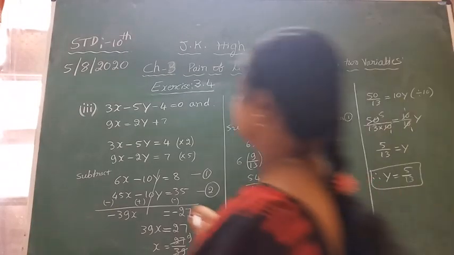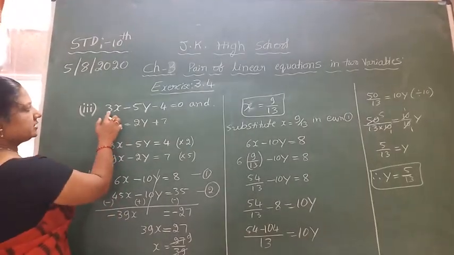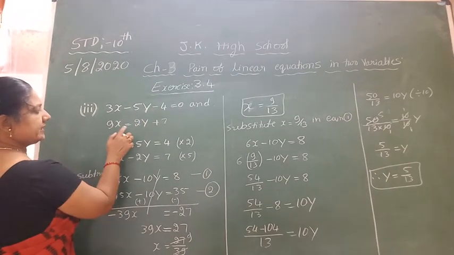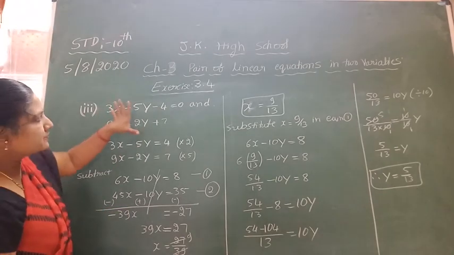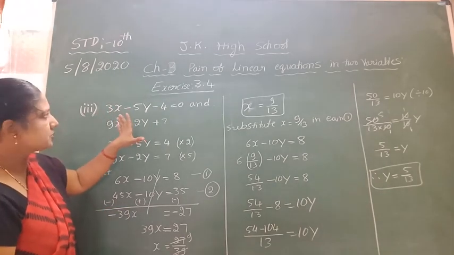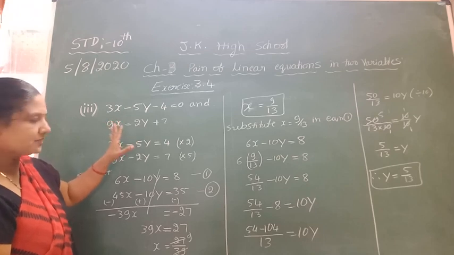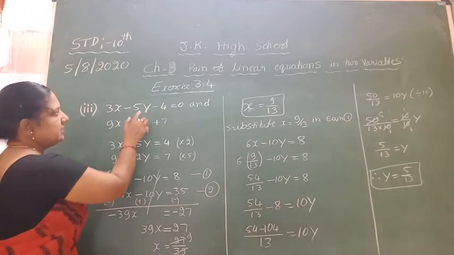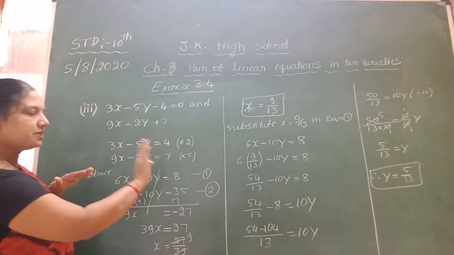Okay children, now I am going to continue with the third sum. In the third sum they give 3x minus 5y minus 4 is equal to 0 and 9x is equal to 2y plus 7. When you observe these two linear equations in two variables, they are not according to the general form of linear equations in two variables. We have to arrange them: first x variable, next y variable, after the equal sign the constant. We have to arrange and write it.